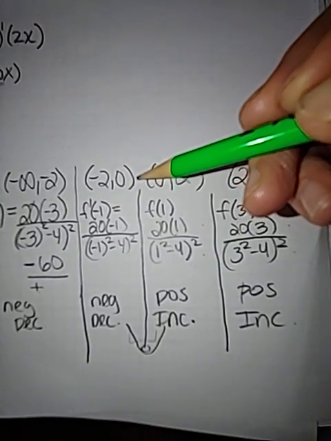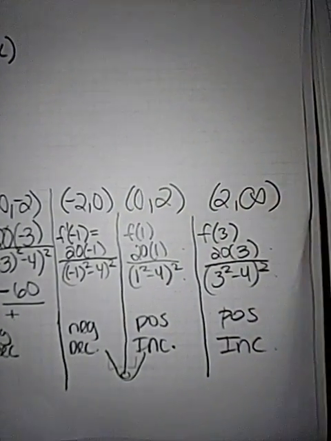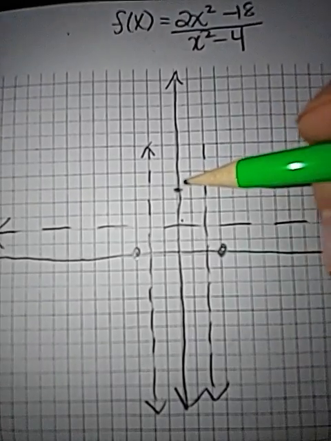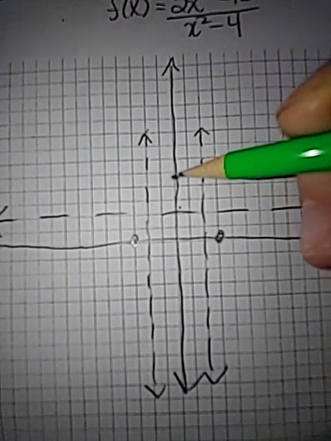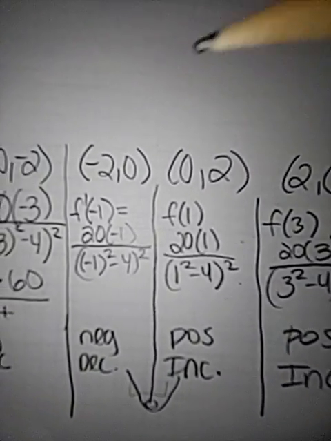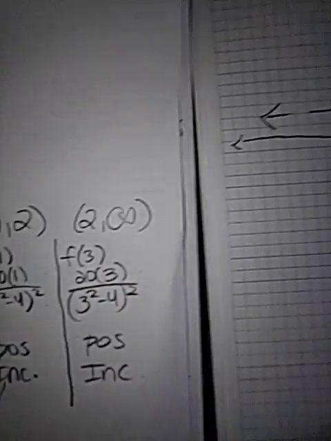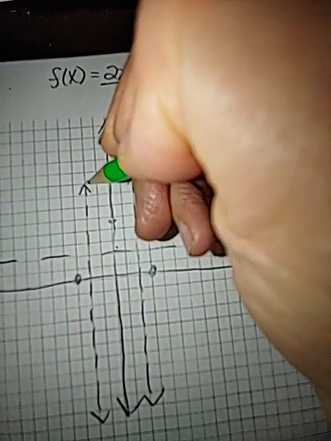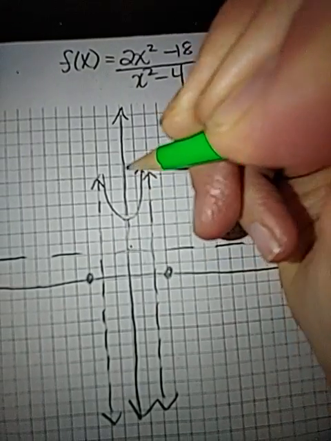Now, typically, I would plug 0 back into my function to find its y value, but we already did that because we found our y-intercept. So I don't need to plug back in because we already did that. All right, so now on that interval, it's going from decreasing to increasing, so I'm going to go from decreasing to increasing.